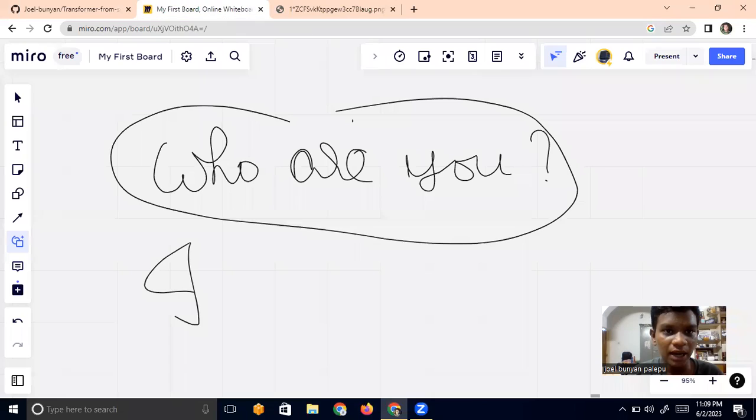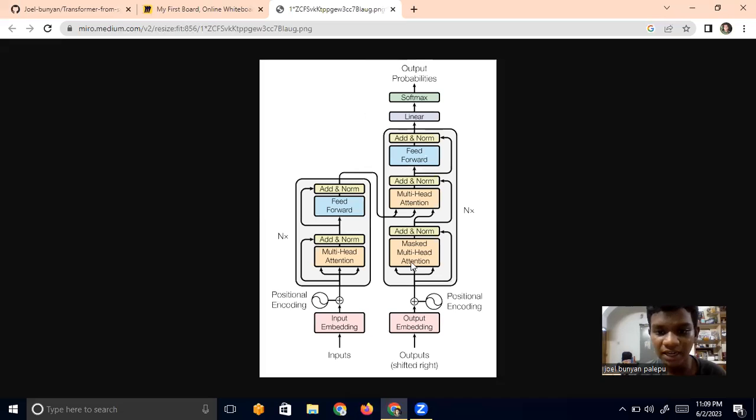After generating the word I, we will input the word I to this output embedding, as the model already generated the word I. We'll perform all of this, and after we have performed the masked multi-head attention, there is nothing much because there is only one word. We need two words to actually perform masked multi-head attention, but there is a start token.